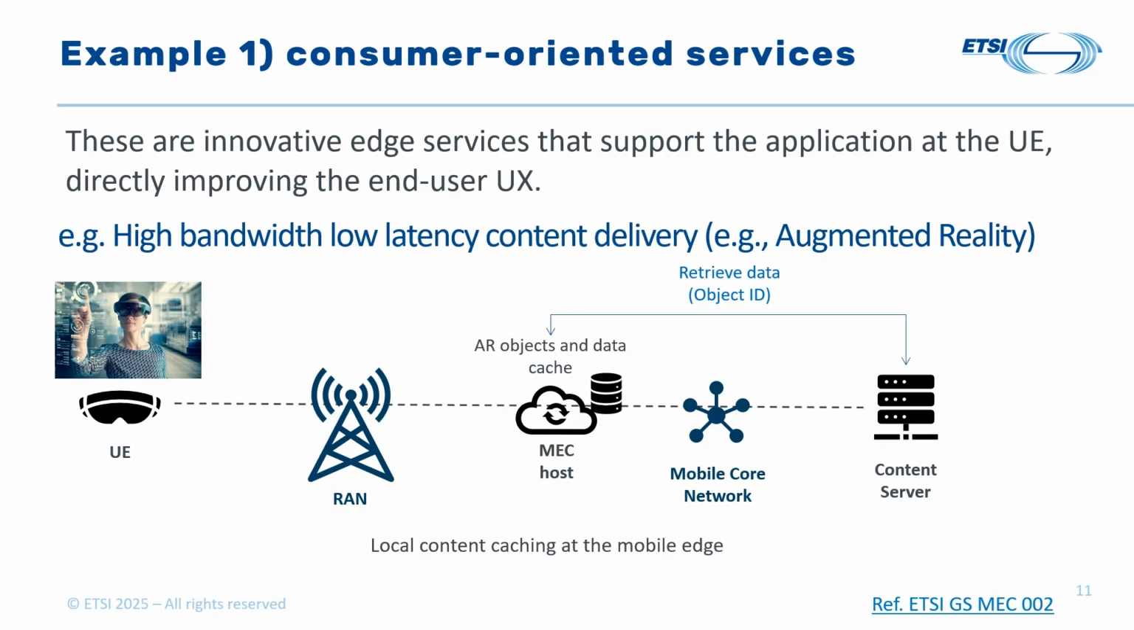Gaming, remote desktops, augmented reality, cognitive assistant are just some examples of services that benefit directly the end users, the ones that use the user equipment. Edge services can, for example, support use cases that require high bandwidth and low latency content delivery. Here we can see, for example, an augmented reality service. The user needs to receive the augmented reality object in time to be rendered at the user equipment. The edge application has the job to cache the AR object and data needed by the user.